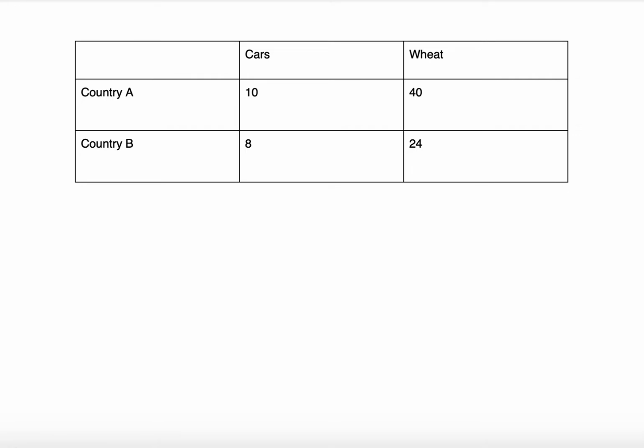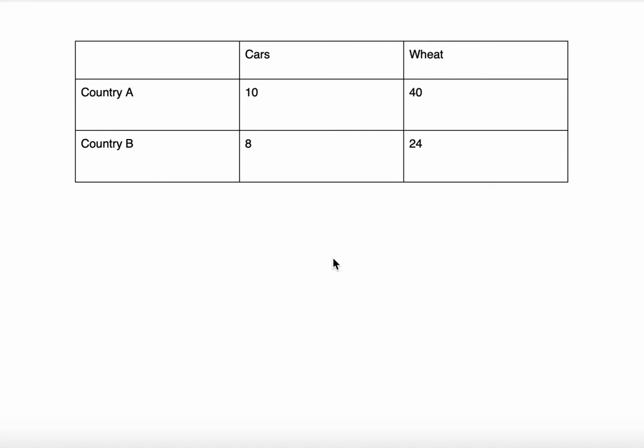Hey everybody, in this video we're talking about how to solve a comparative advantage problem. So you always got your countries over on the left here and your goods up on the top. This is an output problem, so we're measuring in terms of how many cars country A and B can produce and how many units of wheat they can produce.